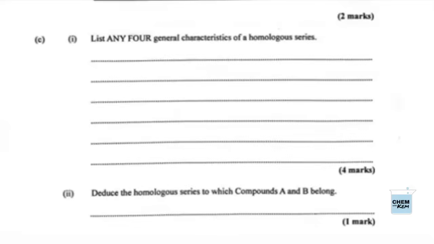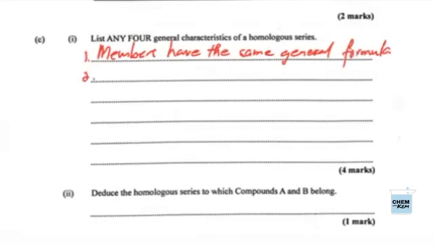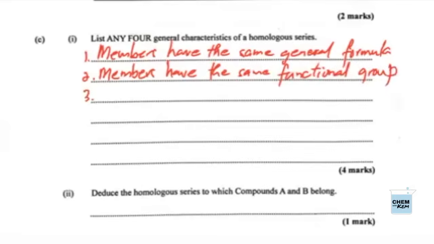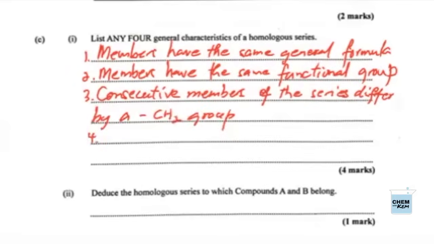Okay, part C, part 1 of C. List any 4 general characteristics of a homologous series. All right, so the first one, members of a homologous series have the same general formula. Members have the same functional group. Consecutive members of the series differ by a CH2 group. Fourthly, members all possess similar chemical properties.